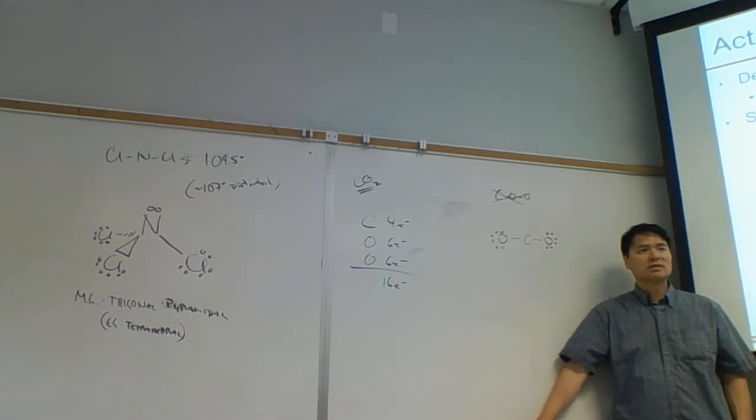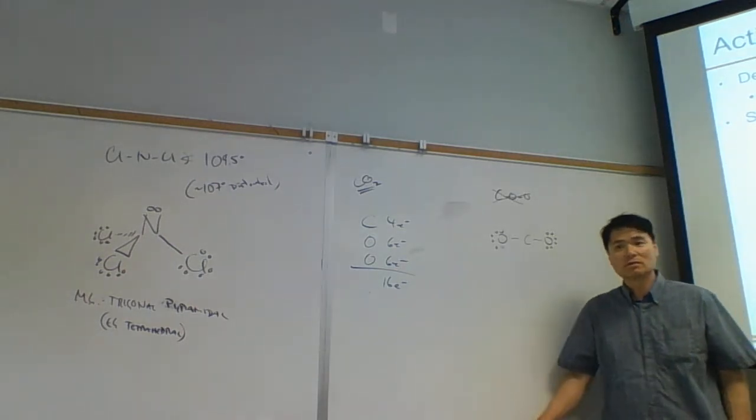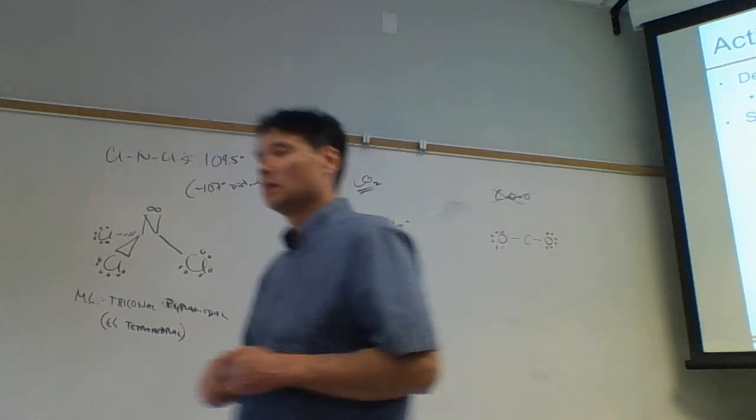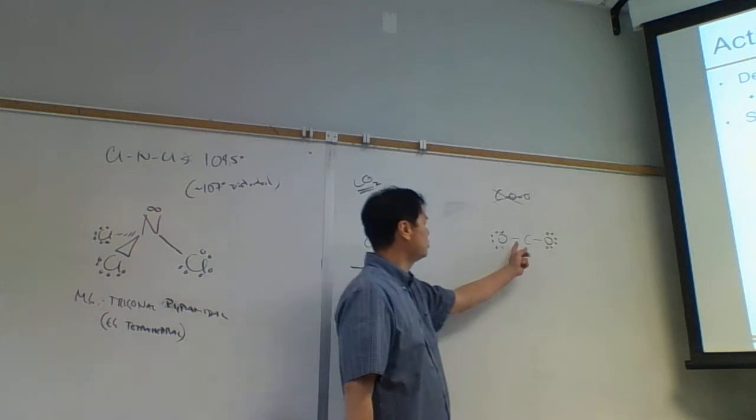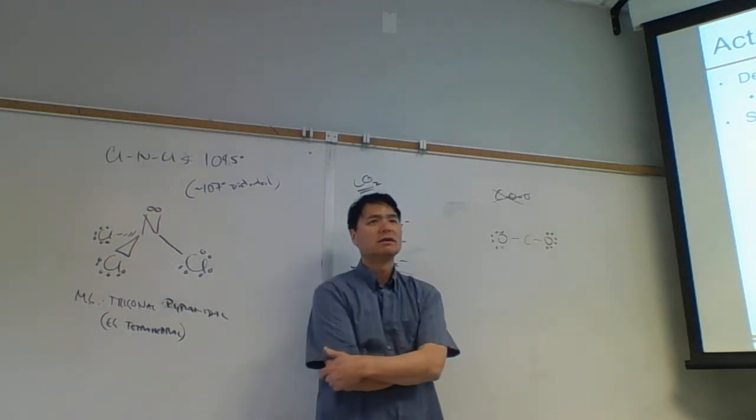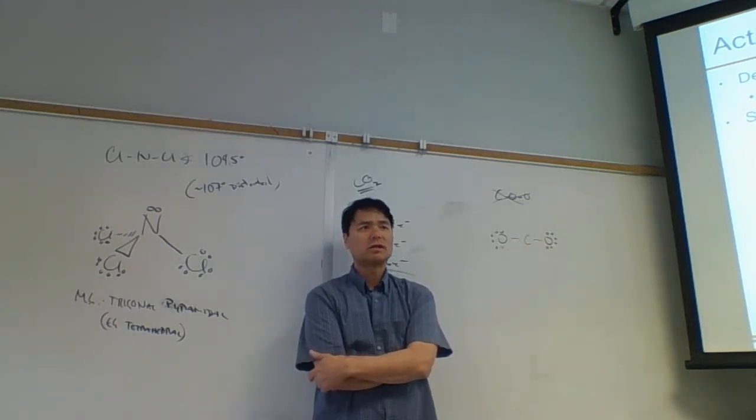How many electrons have we used so far? All of them. All 16 electrons. We're done. But the structure doesn't look good. What's wrong with this structure? The carbon. The carbon's very unhappy. Why? Yeah, the carbon doesn't even have anything close to an octet. The carbon only has 4 electrons around it. It's short of an octet.